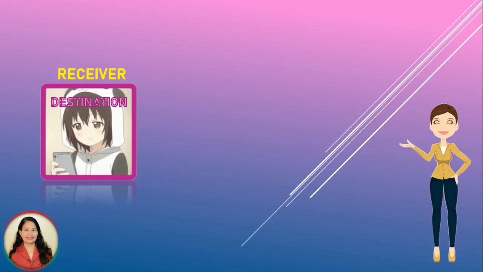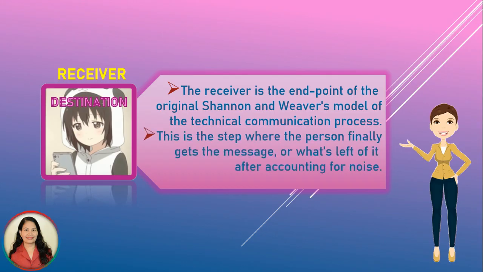The next step is receiver or destination. This is the step where the person finally gets the message, or what is left of it after accounting for noise. Examples of a receiver might be the person on the other end of a telephone, the person reading an email you sent them, an automated payment system online that has received credit card details for payment, etc.